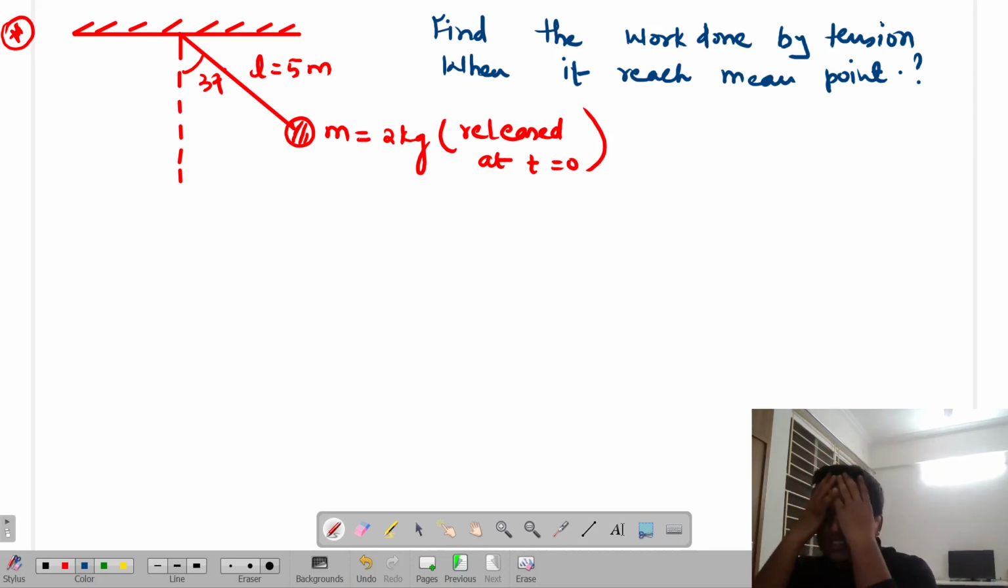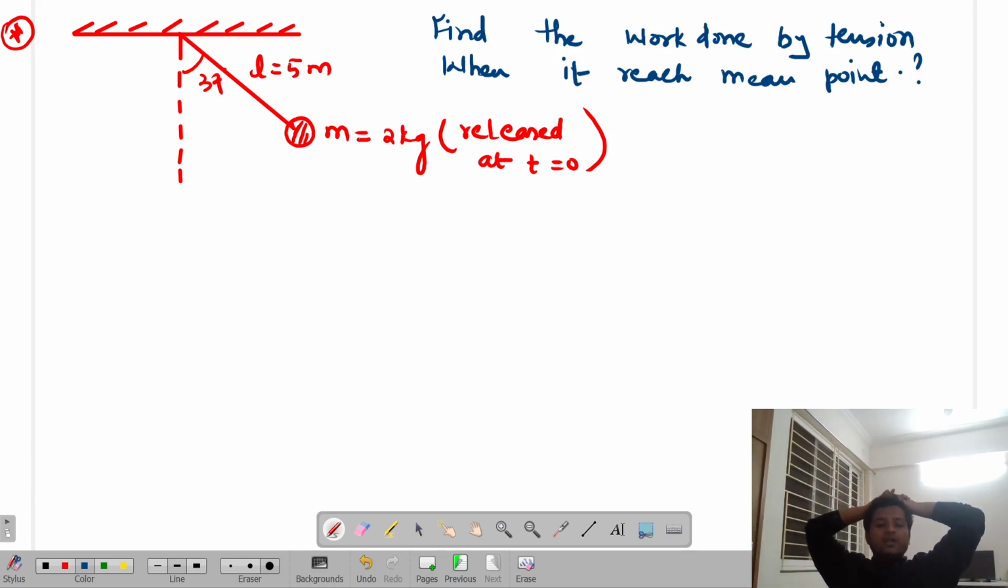Yeah, at mean point tension is exactly equal to mg. That is so true, correct? But how did you forget that at mean point I'll have a velocity also, isn't it? If I drop from any released position, then the particle will definitely have some velocity at mean point, or not? So at that time, tension becomes what? Mg plus mv square by r. Do you remember that?